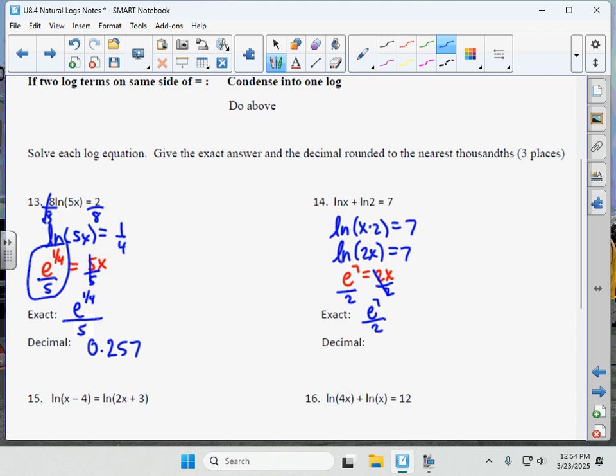And then again, we can get the decimal answer. All right, e to the 7th divided by 2. All right, again, go 3 decimal places, so 548.317.